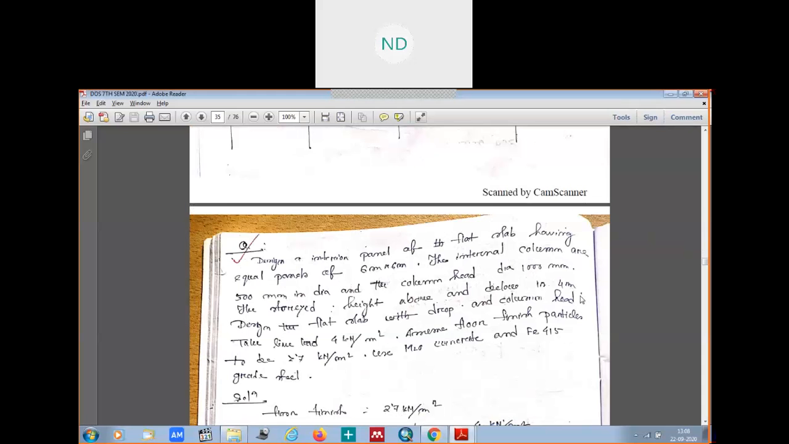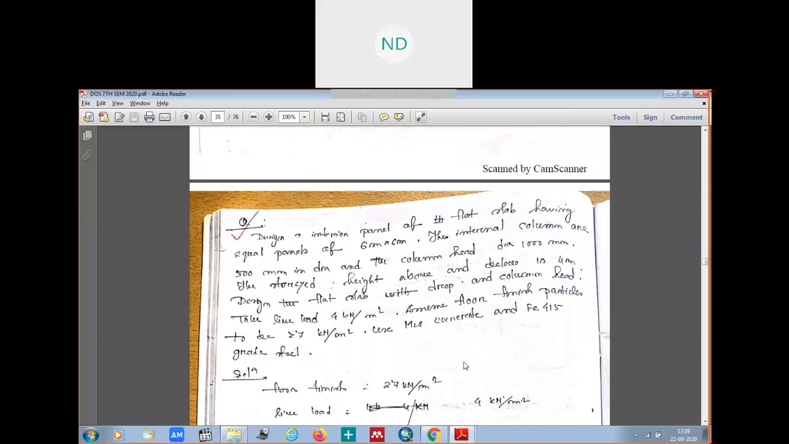In the previous question, we had not done that. We had done the design without drop and without column head. This time we are going to design with drop and with column head. We have to take the live load to be 4 kilonewton per meter square, given in the question. Assume floor finish to be 2.7 Newton per mm square. This floor finish dead load is also given to us. We have to use M20 concrete and Fe415 grade of steel.